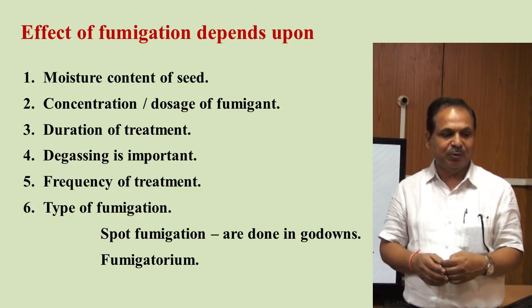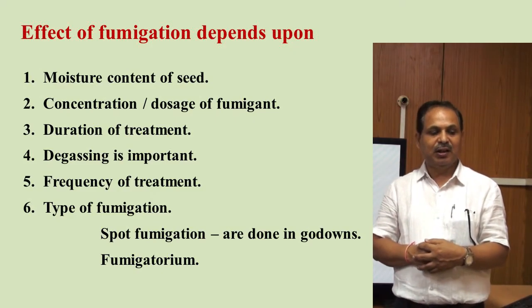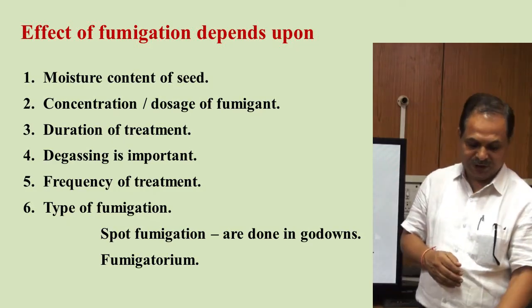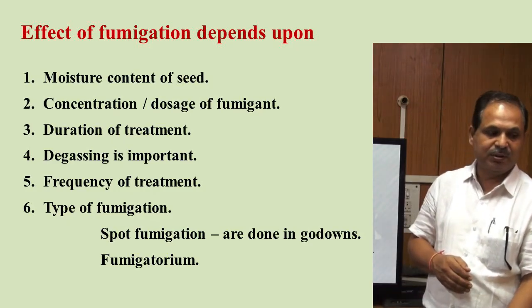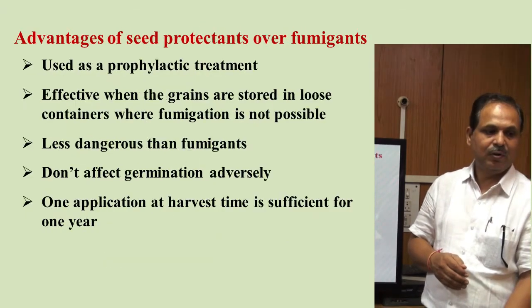And the type of fumigation is a spot fumigation, which is generally done in the godowns and fumigatorium. These are two types of fumigations which take place during the seed treatment.